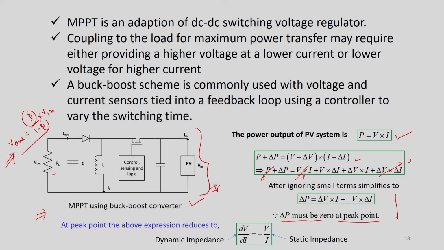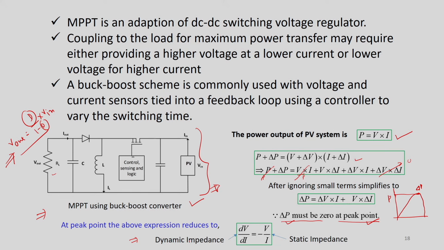So, as you can understand, if I recall this curve, it goes linearly and then will be something like this. At this point, the gradient will be 0, or dP is 0, because if you consider P here, there is no change in power. That is why dP must be 0 at the peak point. If dP is 0, then from that we can calculate dV/dI equal to minus V/I.